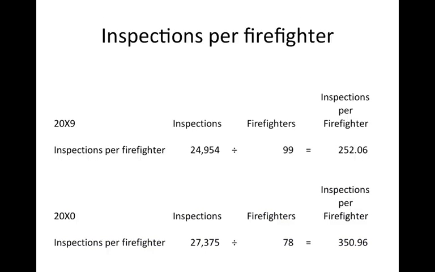Now let's compare it again to what happened 10 years prior, and you see that the number of inspections per firefighter was much higher at the beginning of the period than it was at the end of the period. It went down from 350 inspections per firefighter to 252. So that looks like a reduction in efficiency. You might want to look at that and find out what's going on there. It may be a change of priorities, though.